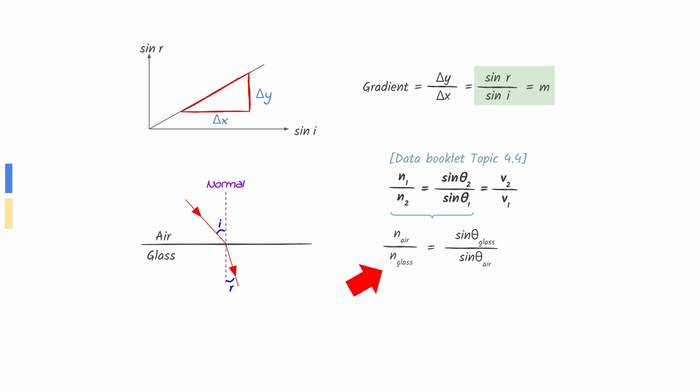Use the equation given in the data booklet to derive an equation between the refractive index and the angles. The angle in the glass is r and the angle in the air is i. Sine r over sine i is m, as we found previously. The refractive index in the air is 1. Rearrange to find the refractive index of glass in terms of m.